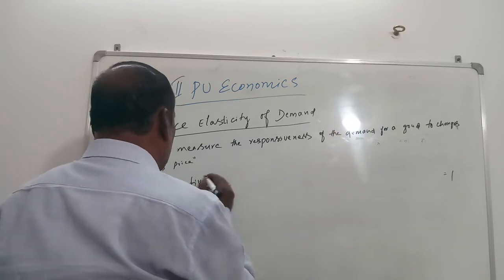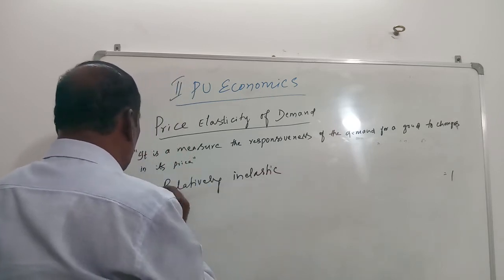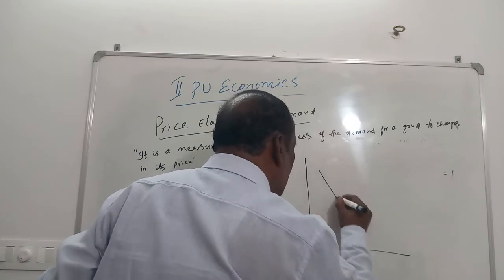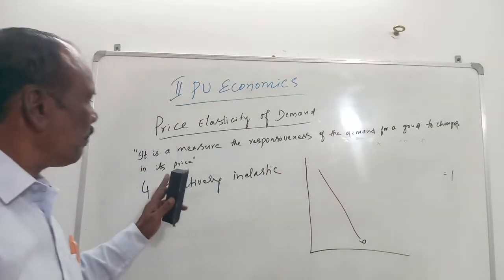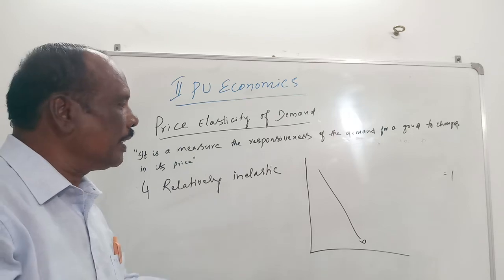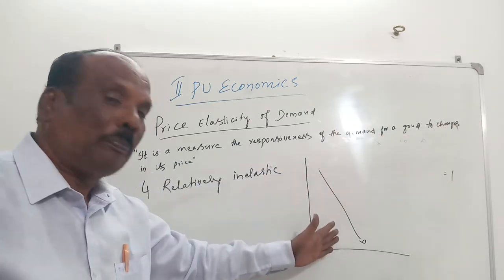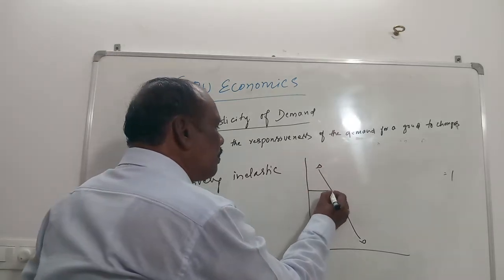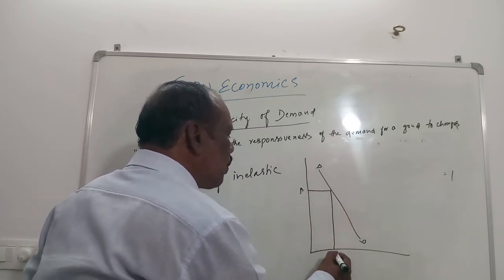Relatively inelastic. In this case, this demand curve is steeper. In case of relatively elastic, the demand curve is flattened, somewhat flattened. It is not steeper as this is. So this is the demand curve. Say this is the price and this is the quantity demanded.